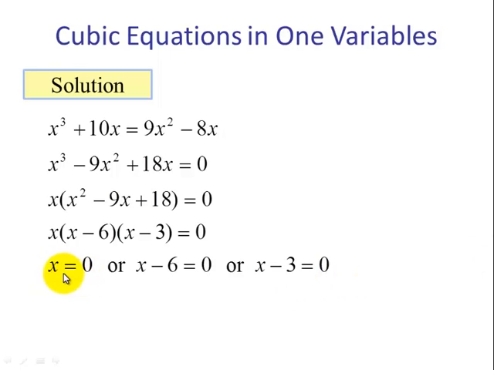The first one's done, x equals 0. Here we add 6 to both sides and we get x equals 6. And this one we add 3 to both sides and we have x equals 3. So our solutions are x equals 0, x equals 6, and x equals 3.